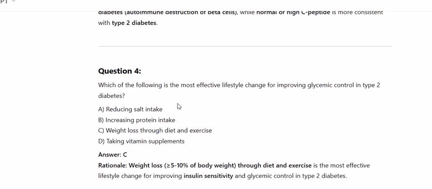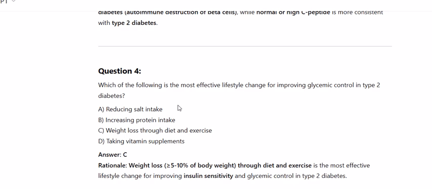Question 4. Which of the following is the most effective lifestyle change for improving glycemic control in type 2 diabetes? A. Reducing salt intake. B. Increasing protein intake. C. Weight loss through diet and exercise. D. Taking vitamin supplements.